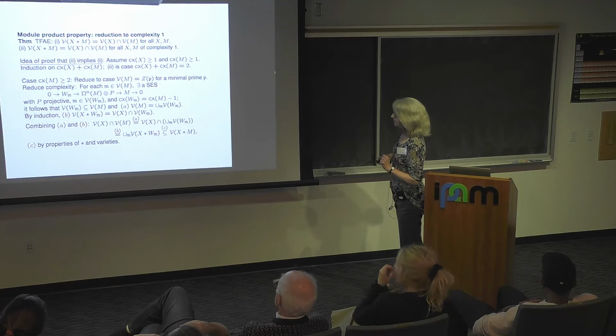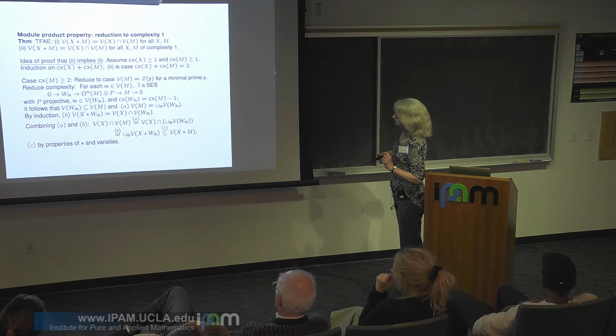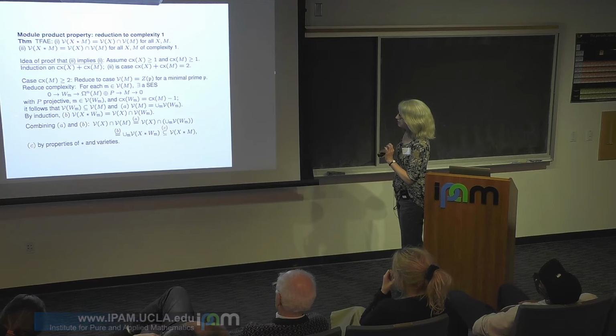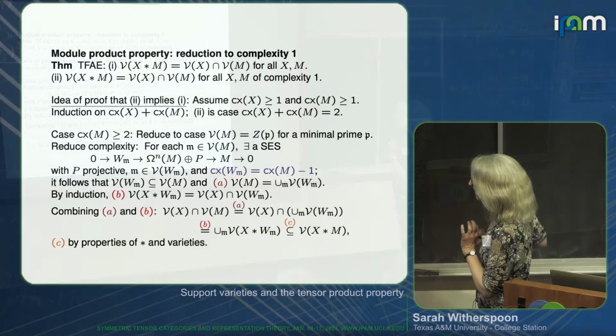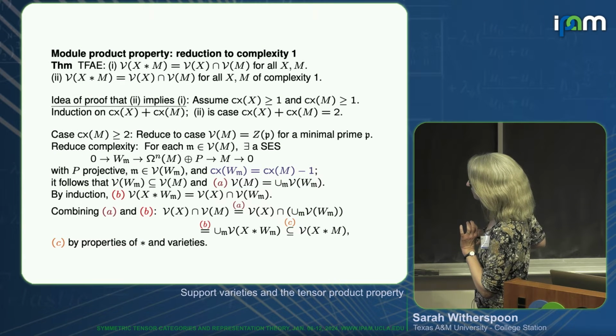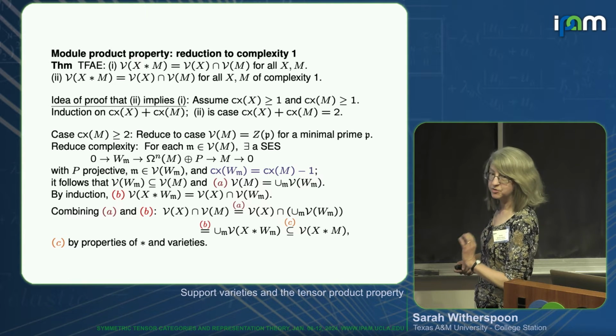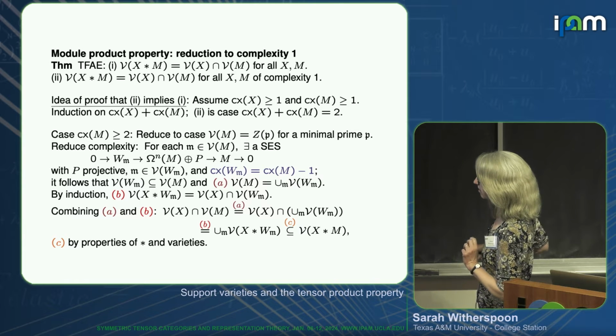Okay, so putting all this together, we get the reduction. I'm skipping ahead: because the complexity of W sub 𝔪 is 1 less than that of M, we get by the induction hypothesis that this module product property holds for those. Putting that together, the variety of X intersect the variety of M is equal to the variety of X intersect this big union of the varieties of the W sub 𝔪's.